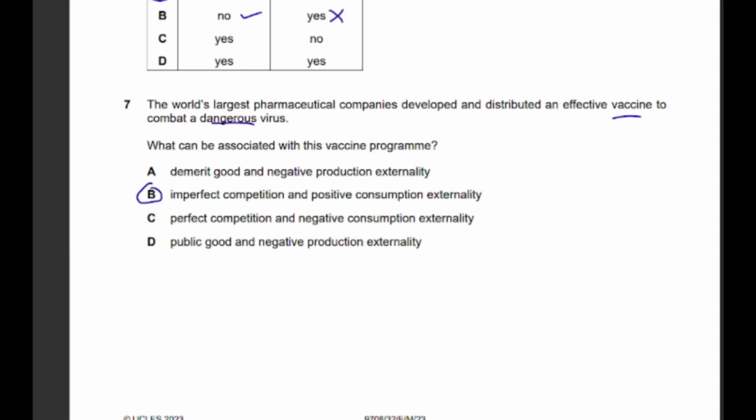Vaccination is a merit good. Vaccination, education and plantation are merit goods, and they create positive externalities. So positive externality is mentioned here, and no other option is basically talking about positive externality. So we will cross all of them, and the correct option will be B.